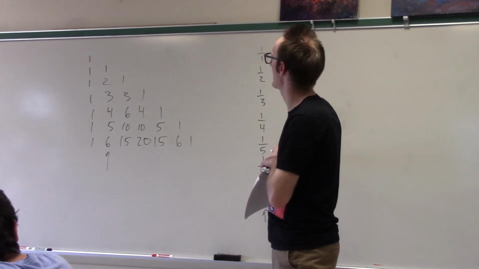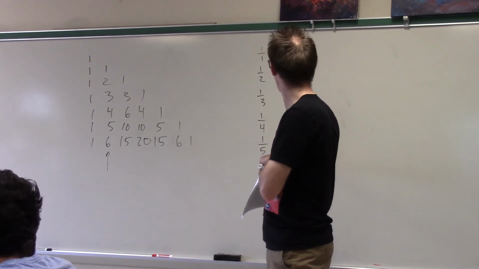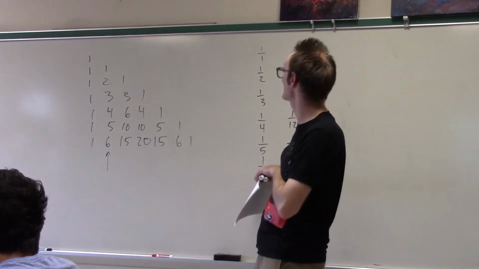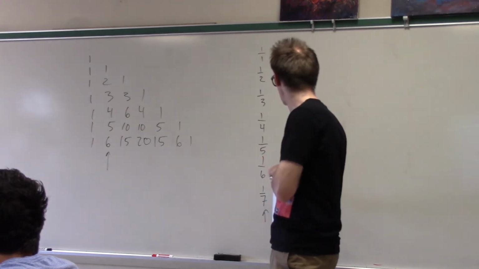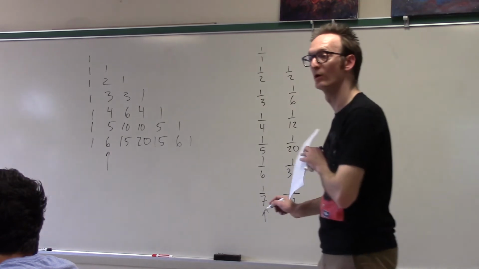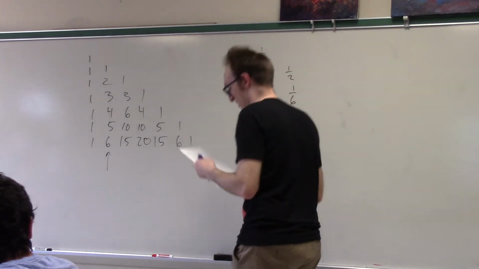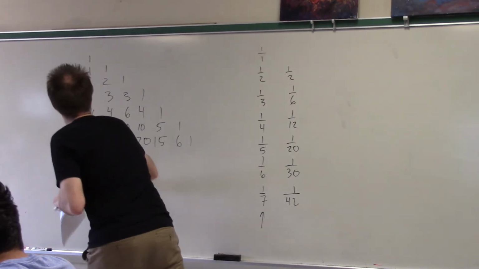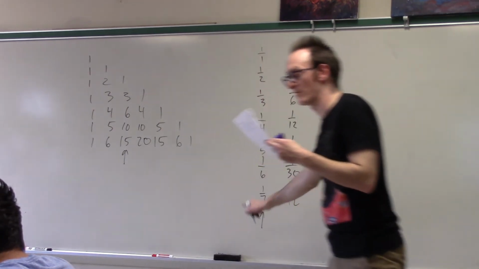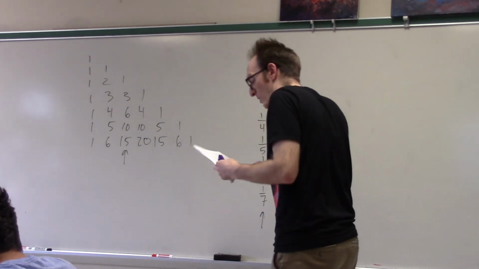I divide 1/5 by 4 and get 1/20. I divide 1/6 by 5 and get 1/30. And I divide 1/7 by 6 and I get 1/42. Cool? Okay, subsequent columns are generated similarly. Now I divide column 1 of the harmonic triangle by column 3 of Pascal's triangle. Let's do one more of these together.